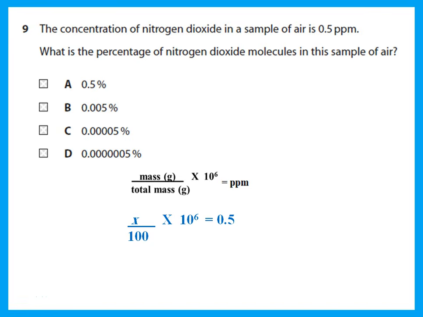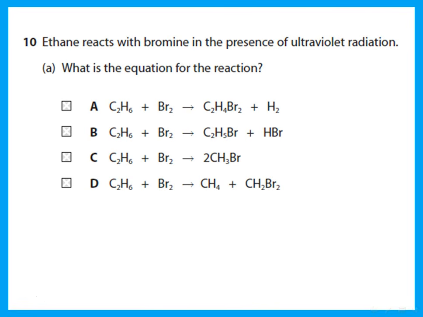And he wants to get the percentage. Percentage means how much in 100. So my total mass, if it's 100, I'm trying to get X. So to solve for X, the concentration comes out to be this. So that is number C.